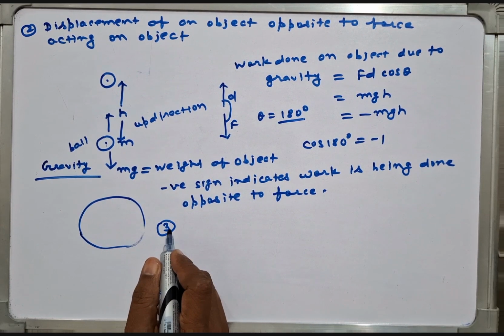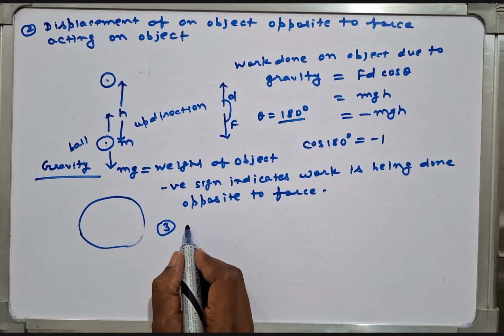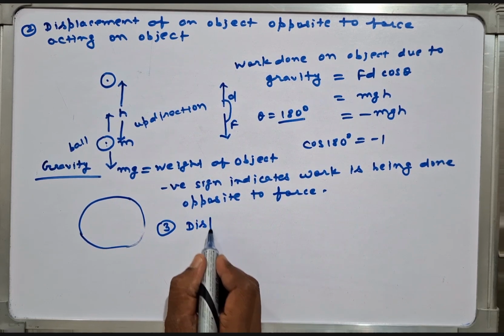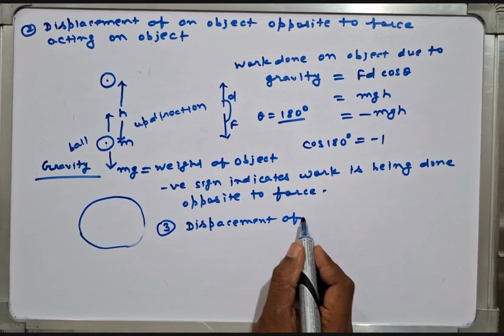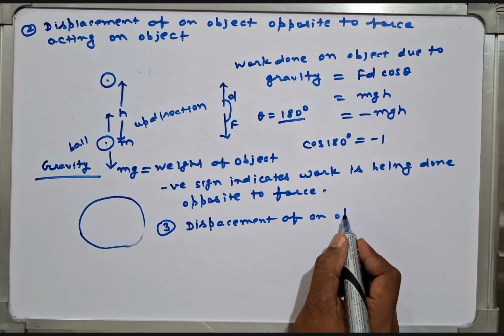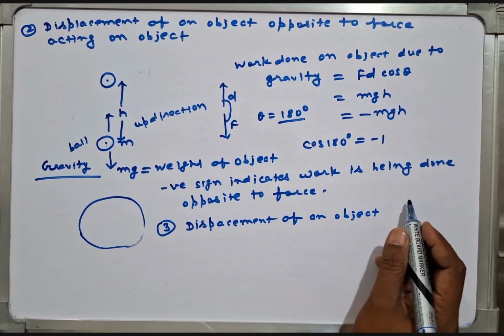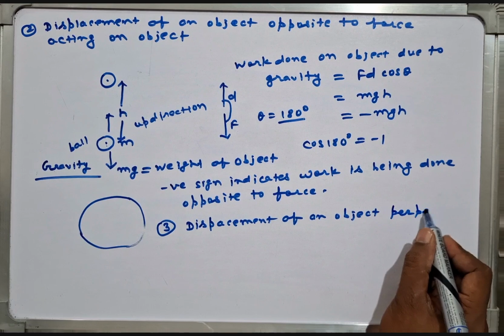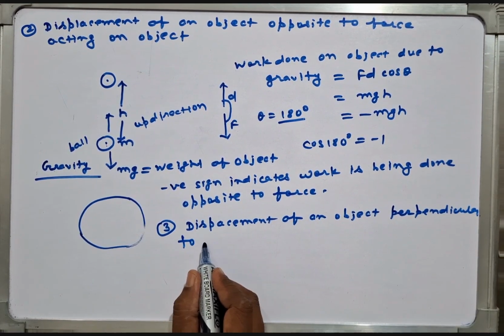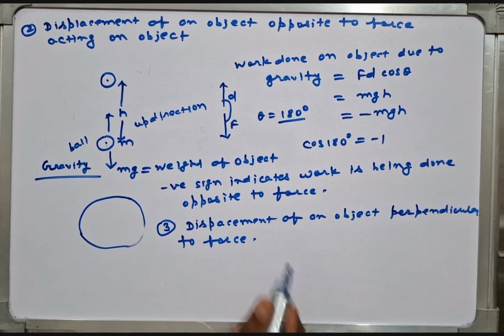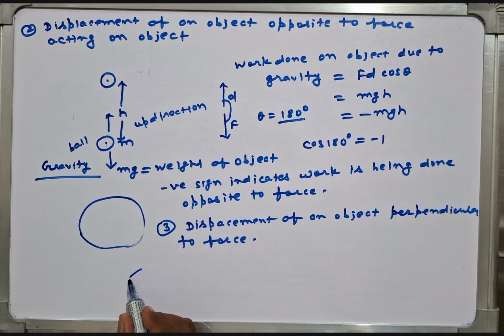Okay, now the third case. Suppose the displacement of an object is perpendicular to the force. So how you can see this: suppose one bird.